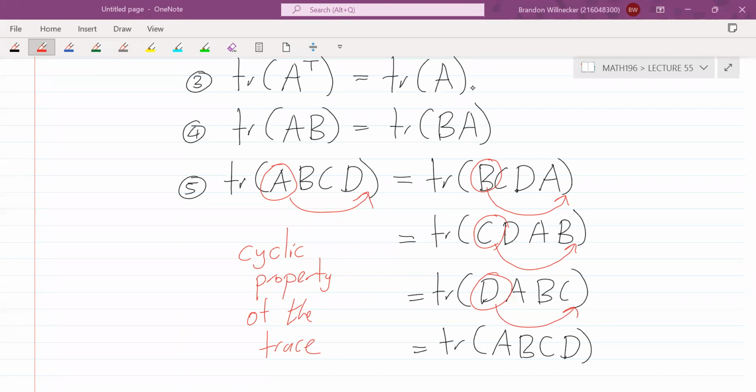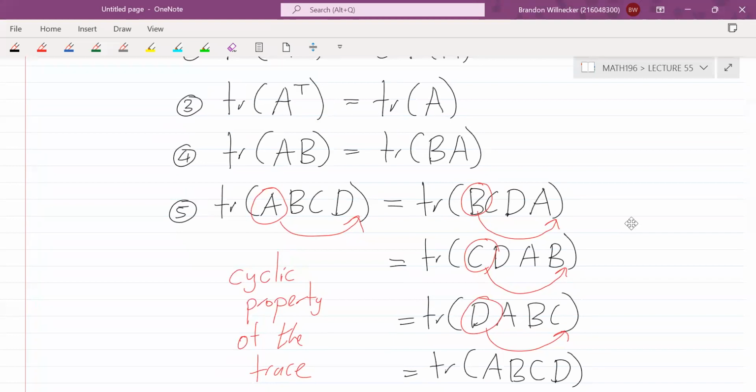Okay, and we can see that property number 4 is just a special case of this, because if we take element A and we move it to the back, then we just get BA. Okay, so cycling through 2 elements is the same as swapping them. So 4 and 5 are pretty much the same property, but 4 is just a special case. Okay, any questions on the trace?